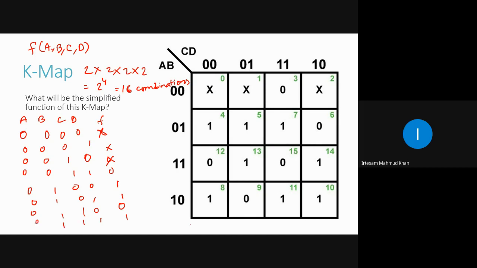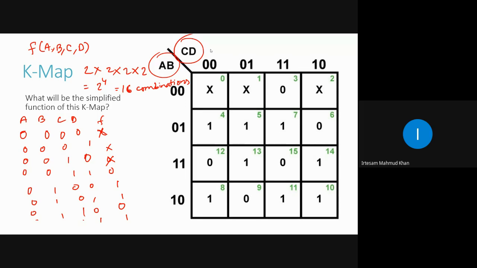So similarly we can make a truth table like this for 16 combinations. I have only written 8 combinations here. This is just an example. So let's say you have 16 combinations, then we need to construct a k-map. How can we construct a k-map? We will make a grid for A, B, C, D, four variables. We will make a grid that has two variables on the row side and two variables on the column side.